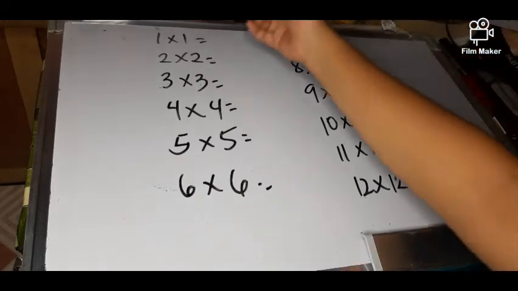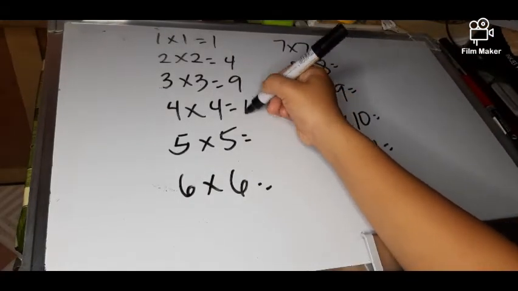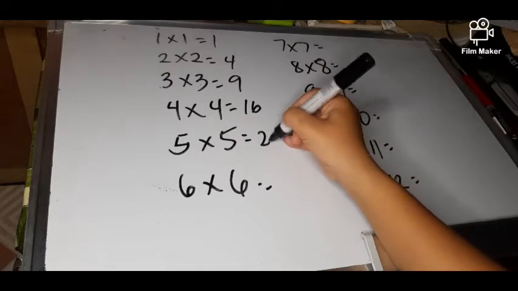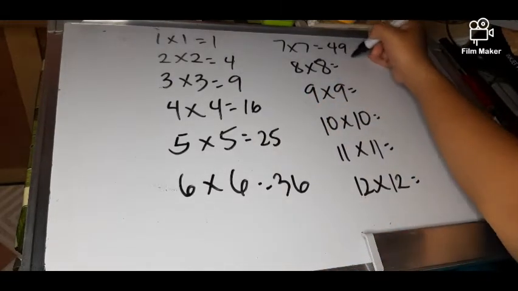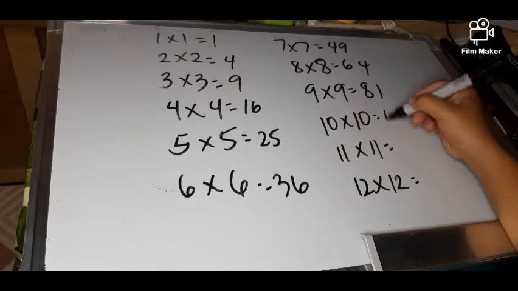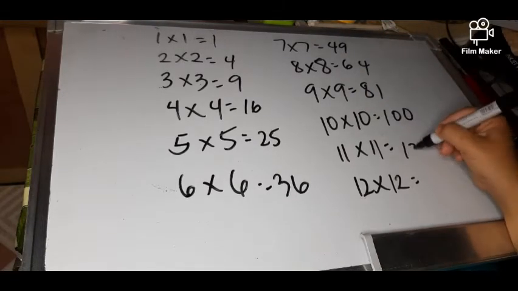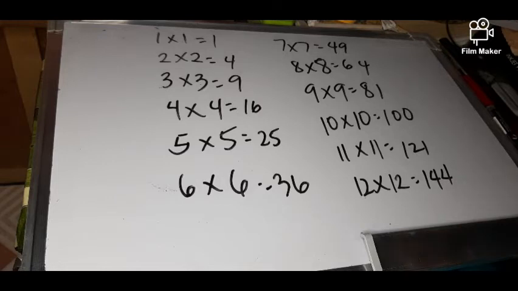So, easy lang. 1 times 1 is 1, 2 times 2 is 4, 3 times 3 is 9, 4 times 4 is 16, 5 times 5 is 25, 6 times 6 is 36, 7 times 7 is 49, 8 times 8 is 64, 9 times 9 is 81, 10 times 10 is 100, 11 times 11 is 121, 12 times 12 is 144. Dahil kabisado ko po siya, kaya ako naisulat yan.